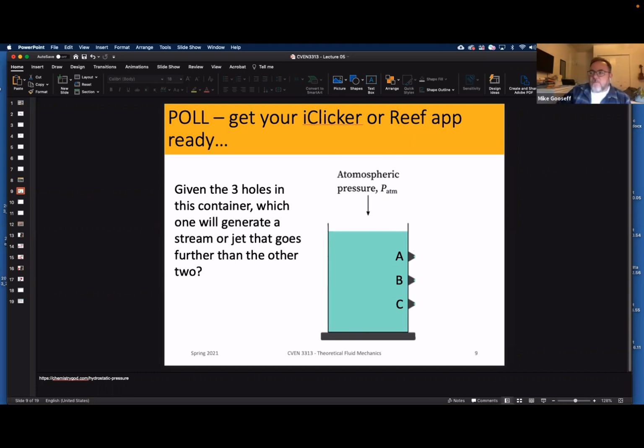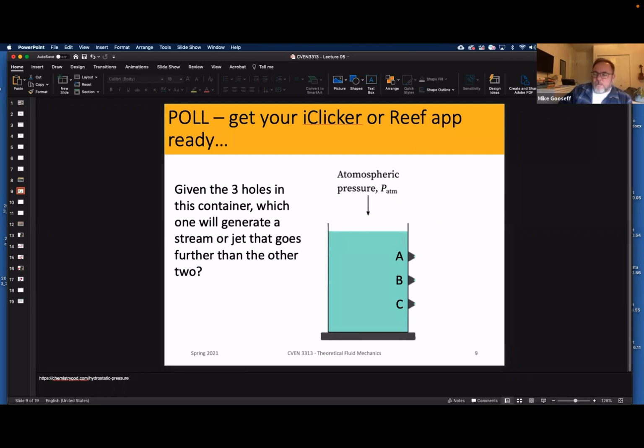We have some, again, atmospheric pressure pushing down at the top. You could think about this in a couple of different ways. If you were swimming around in here, would you have more or less pressure at these different locations? That sort of thing.